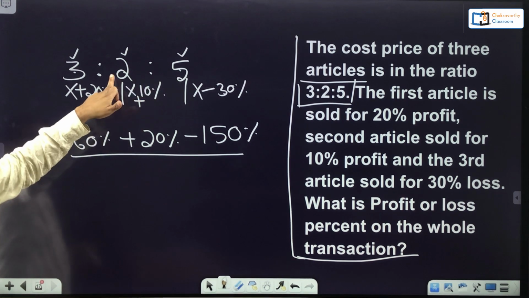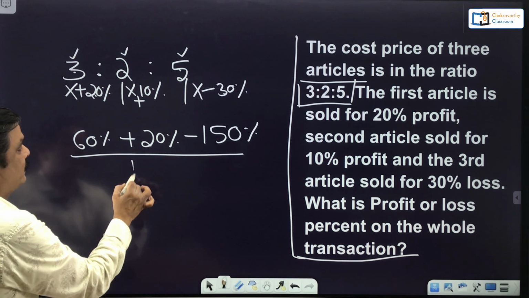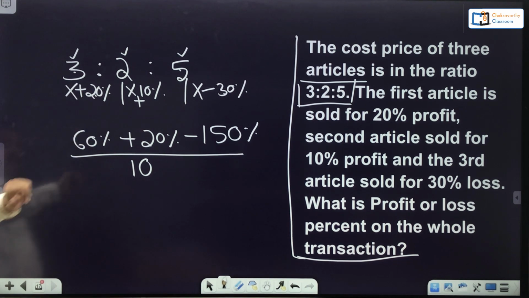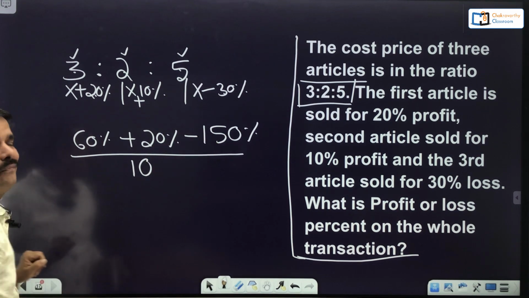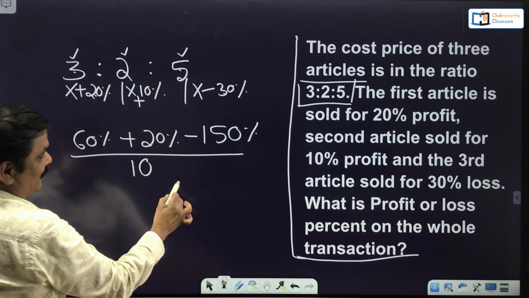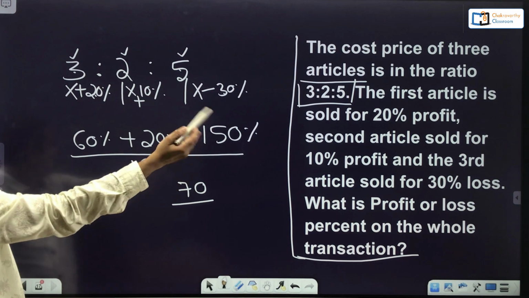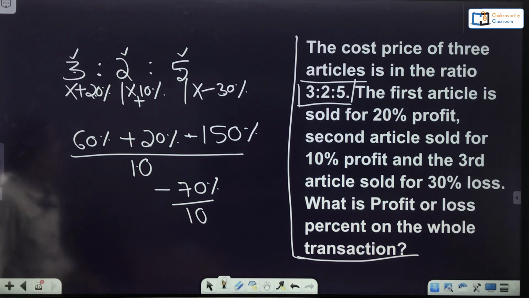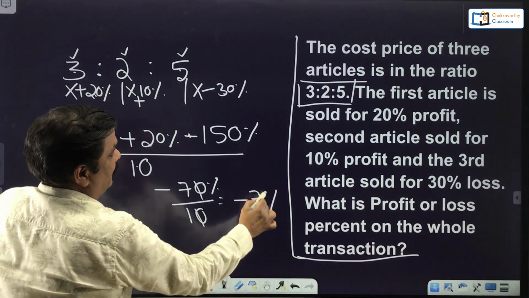Now 5 plus 2, this is 7, 7 plus 3, that is 10. Now here it is 10. Now directly you will get the answer. What is that answer here? This is 60 plus 20, 80 minus 150. So 80 minus 150 means 20 plus 50, 70. So that is 70 by 10, with a minus because that is more. Let's take it as 70, it doesn't matter. Now clearly this is minus 7%.